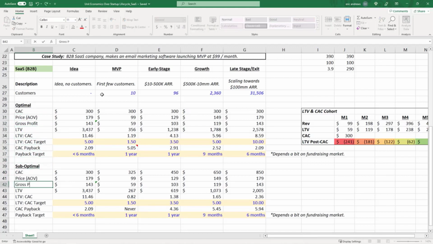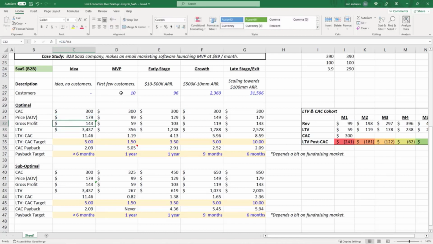And then gross profit. The gross profit here is the AOV times 80%. So we're saying that it's an 80% gross profit margin. Then we're saying the customer lifetime value, we think that the average customer will be a customer for 24 months. So 24 times our gross profit per month, which is $143, ends up being $3,437 of customer lifetime value.